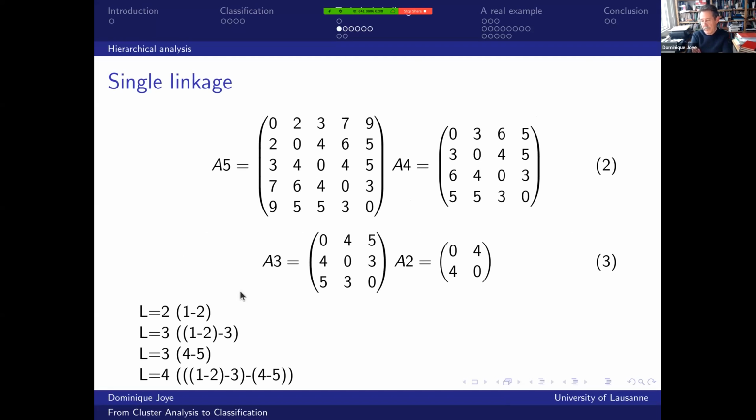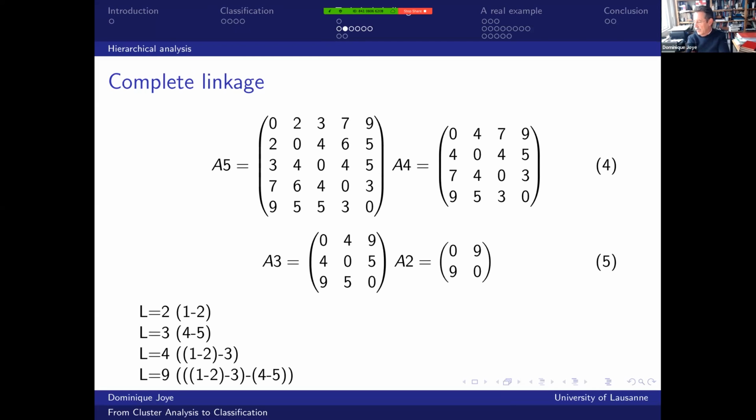But of course, you can say, but it's stupid. Why take the minimum? Why not take the maximum? Oh, good idea. We can do the same by taking the maximum.